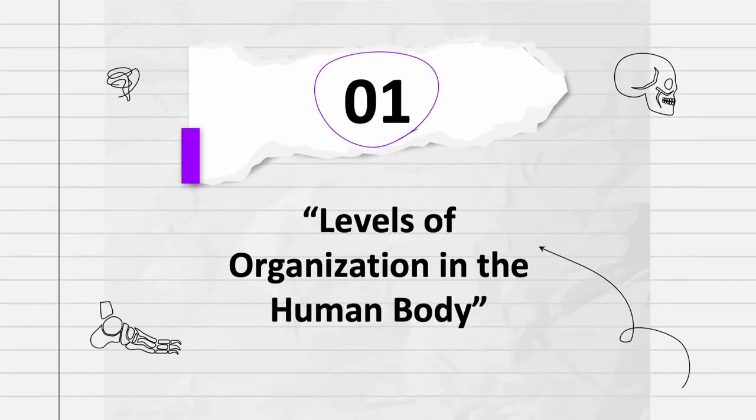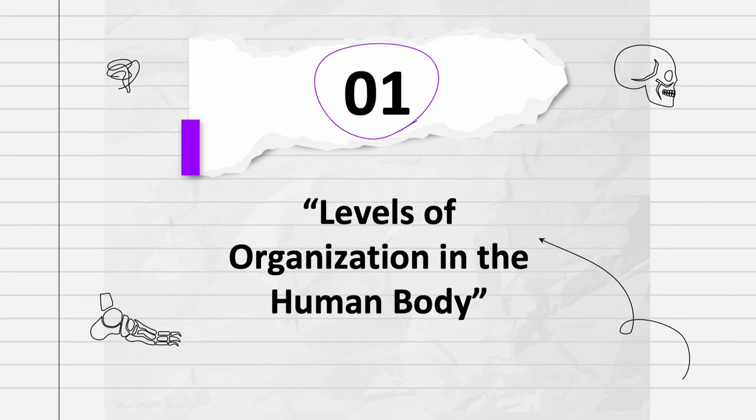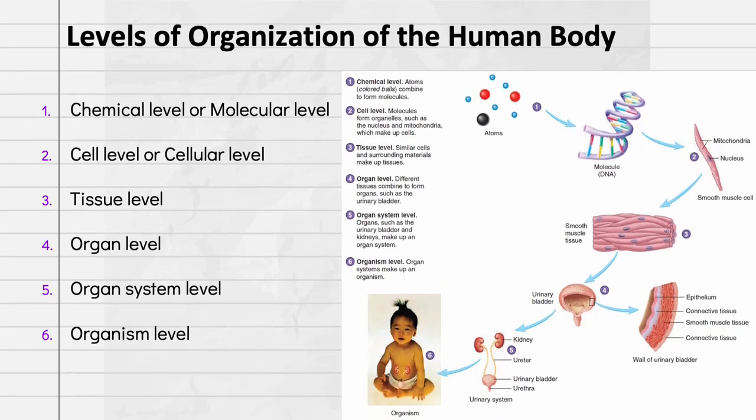So, under gross anatomy, the first heading is levels of organization in the human body. As you know, our body is made up of different levels of organization, starting from the very least, the chemical or molecular level, where the atoms are joined together. They will make molecules such as DNA. This is the chemical level or molecular level.